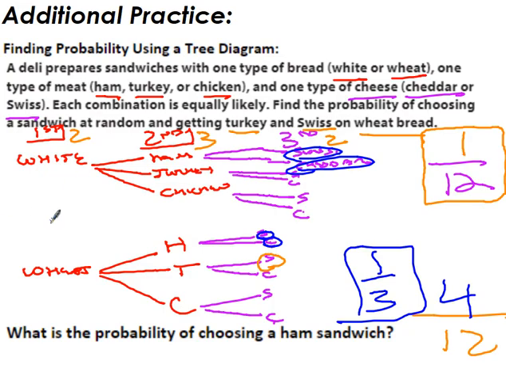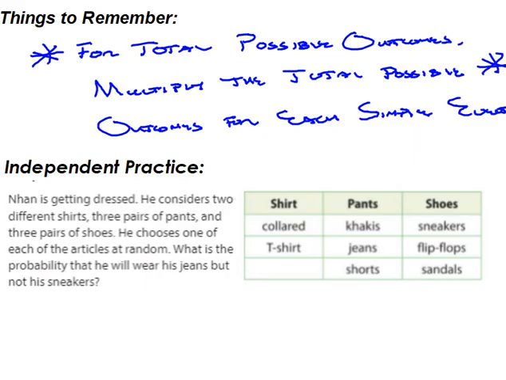For individual possible outcomes, if I was picking just bread, there's 2 possible outcomes, right? So there's 2. If I was picking just meat, there's 3 possible outcomes. If I was picking just cheese, there's 2. So this would be the total possible outcomes for each simple event. 2 times 3 times 2 is 12. So that's one way to get you your total possible outcomes.